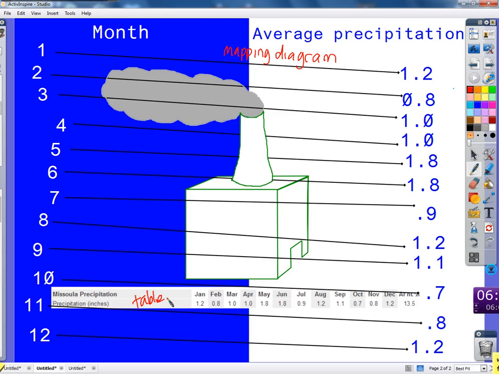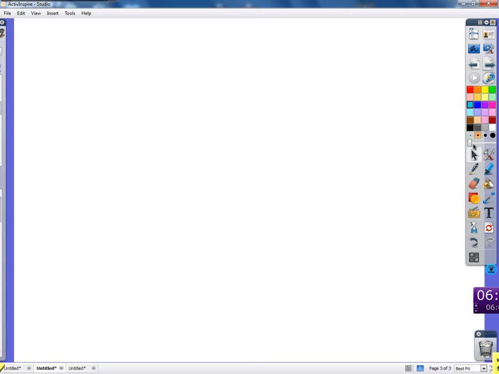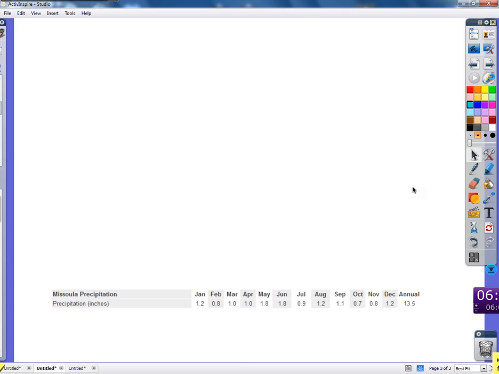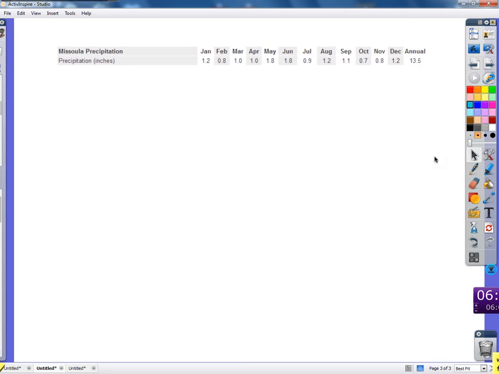We could use ordered pairs, okay? So instead of writing all of this down, we could use the ordered pairs. We will copy this over to the next page. So we could use the ordered pairs (1, 1.2), (2, 0.8), (3, 1.0), and so on, and so on.